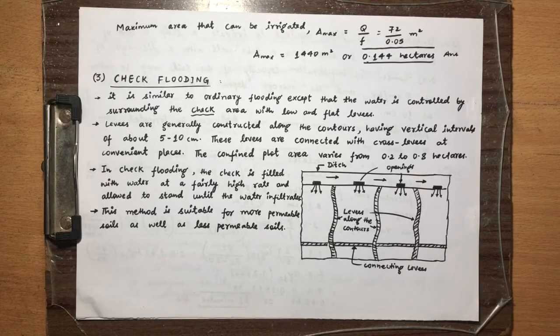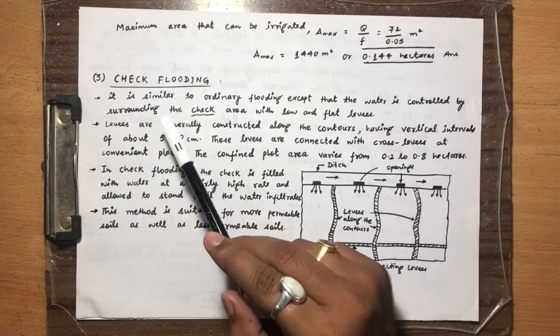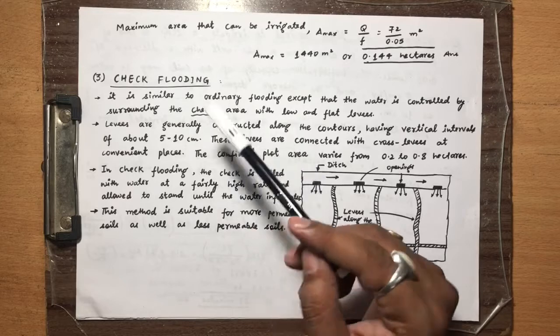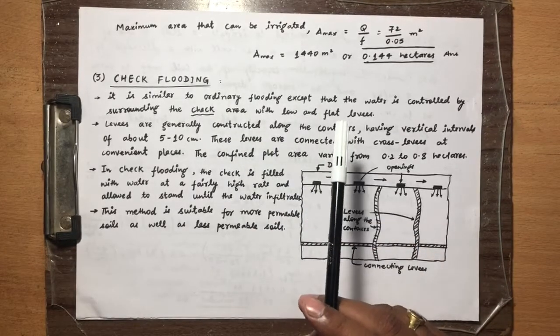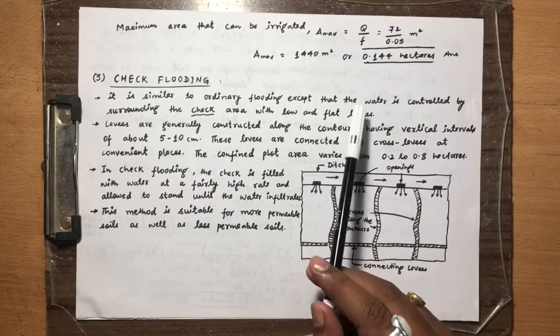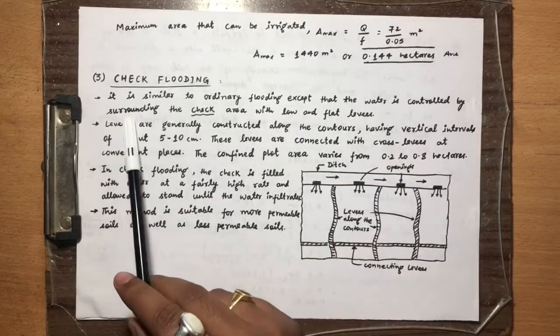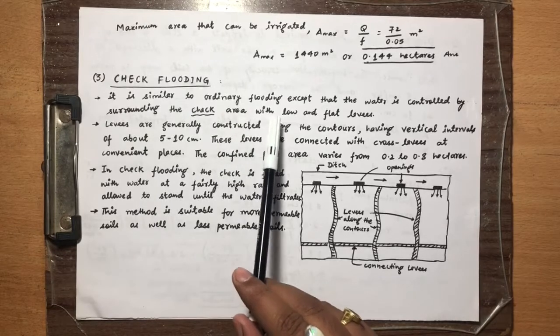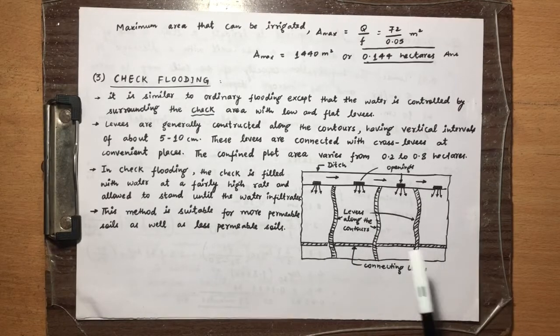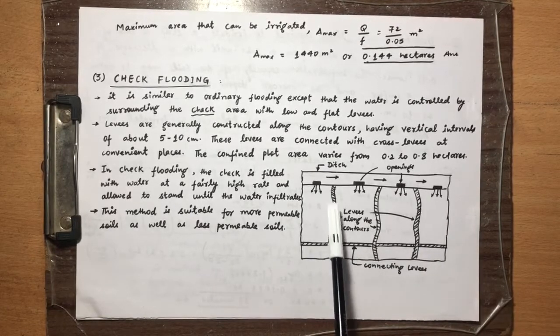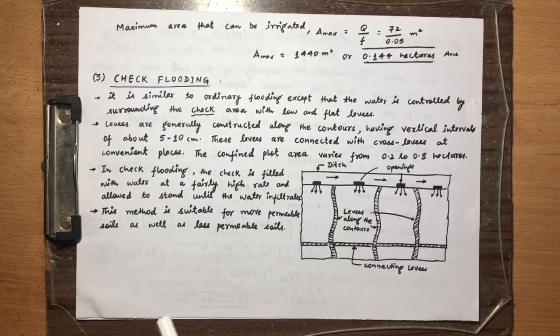So the next method of irrigation is check flooding. It is similar to ordinary flooding, but there are some modifications: the water is controlled by surrounding the check area with low and flat levees. So levees are constructed along the contours and the water is checked by these levees.